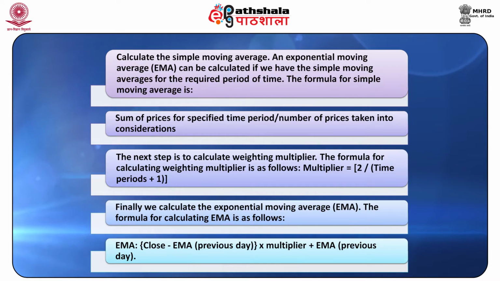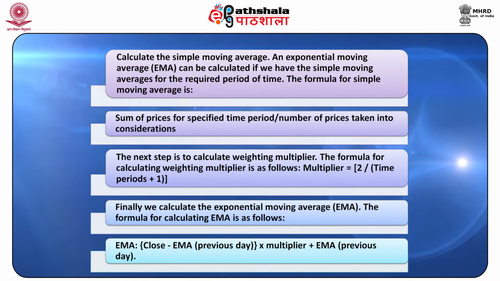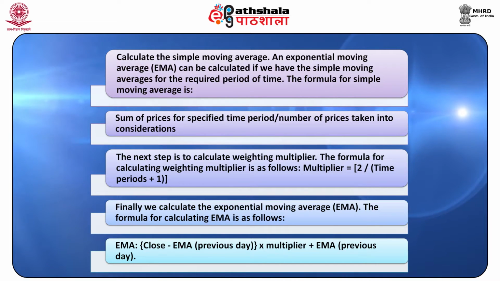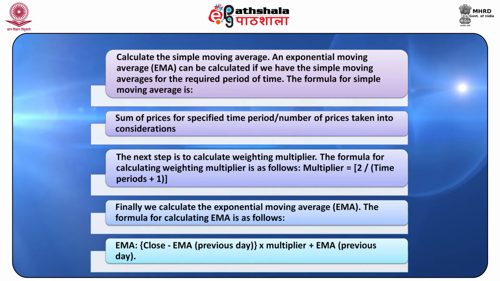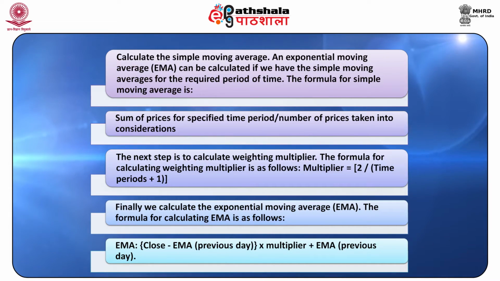First, calculate the simple moving average. An exponential moving average, EMA, can be calculated if we have the simple moving averages for the required period of time. The formula for simple moving average is the sum of prices for the specified time period divided by the number of prices taken into consideration.